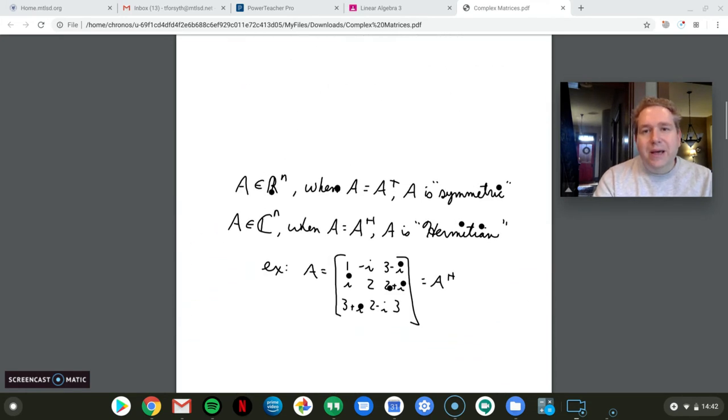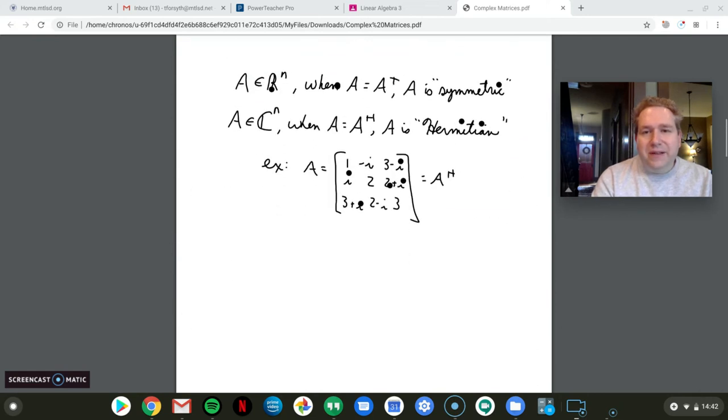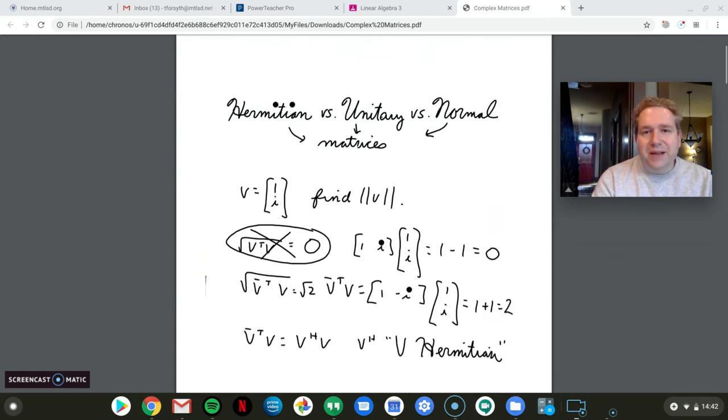Okay, so are all symmetric matrices Hermitian? Yeah, they are. So that's one thing to think about. That's a different definition. And so that's the first thing that I'd put at the very top. The next thing was unitary.